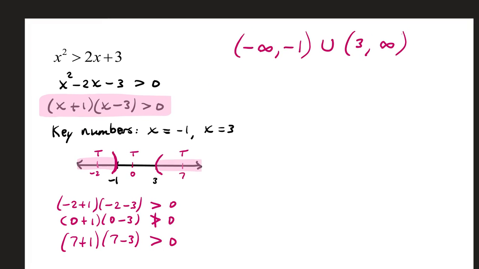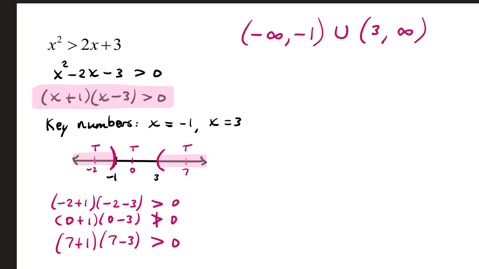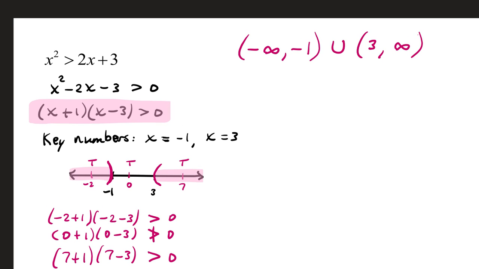And in our last example, we have x squared greater than 2x plus 3. Getting all terms moved to one side, we subtracted a 2x and subtracted a 3. That moved them all over to the x squared side. And then because we emptied out the right side, that's greater than 0.